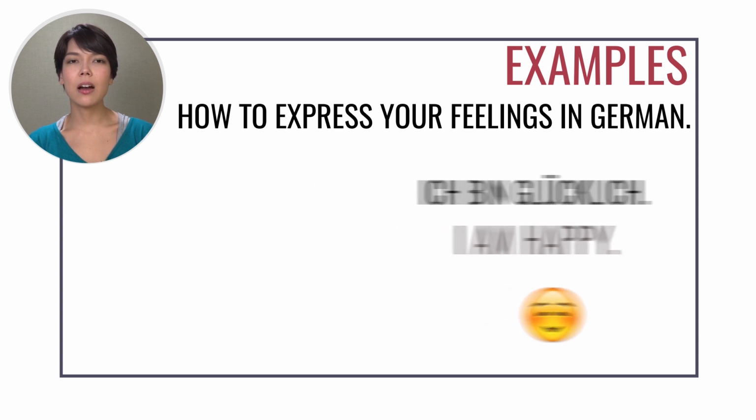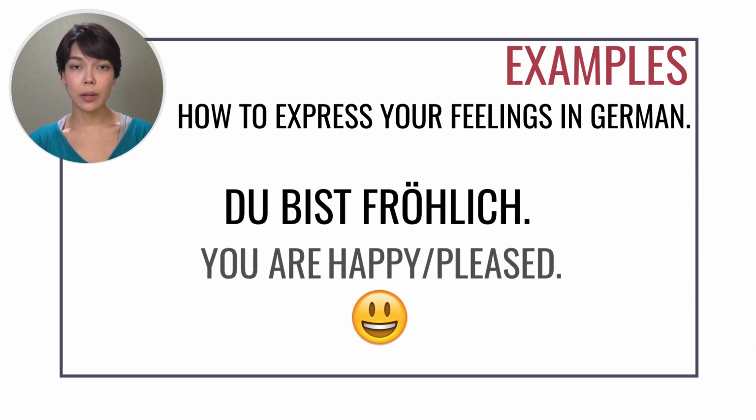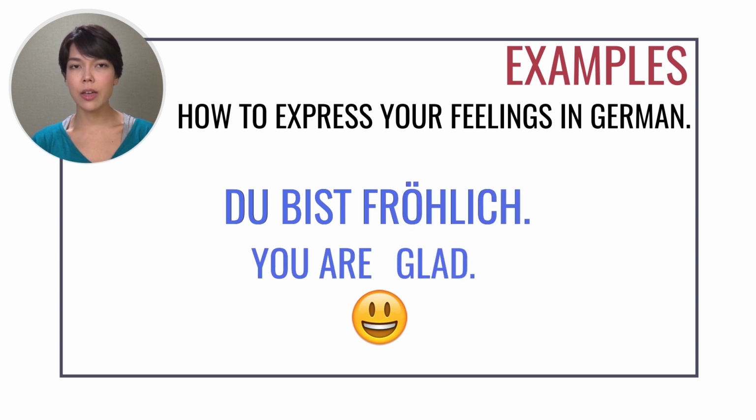Some examples are Du bist fröhlich. You are happy, pleased. Here we have the word du, meaning you, followed by bist, a conjugated form of the verb sein, to be, and the adjective fröhlich, glad. So altogether it means you are glad.